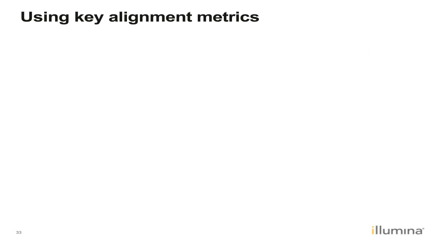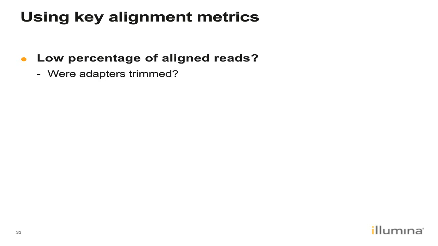Some of the things we can use these metrics for in troubleshooting: say we have a low percentage of aligned reads overall. One of our first questions will be whether or not adapters were trimmed. As I mentioned at the beginning, if synthetic sequences left over from the library prep are still included in the reads, the aligners will often have a hard time aligning them with any confidence to the reference genome. So that's always the first thing to take a look at, and that's pretty simple to determine.